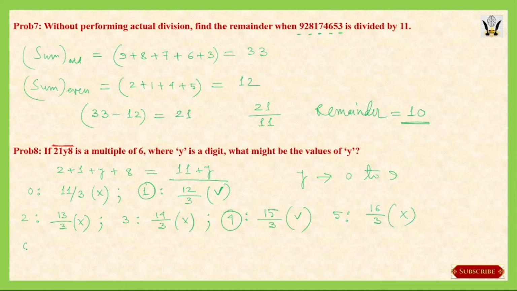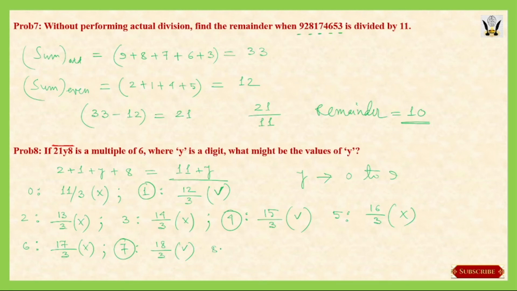Then the next value of y is 6. So 6 plus 11 is 17. 17 is not divisible by 3. Next is 7. 7 plus 11 is 18. 18 is divisible by 3. So that means y can also have this value.